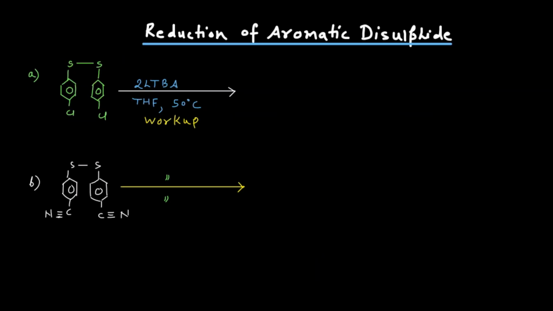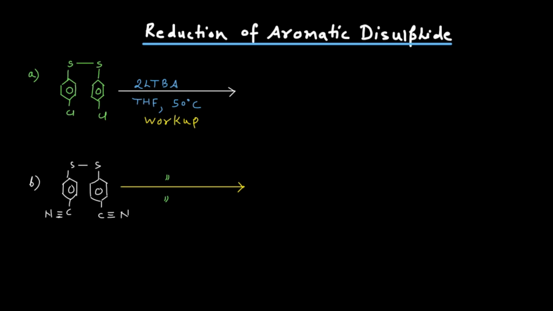Now this is my last application of this LTBA, and this application is the reduction of the aromatic disulfides. So these are the aromatic disulfides, they can be very easily reduced. The condition is what? You can take two equivalents of LTBA, tetrahydrofuran would be the solvent, and 50 degrees centigrade would be the temperature. A little bit higher temperature is there, 50 degrees centigrade, and protic workup will also be required, because without protic workup you cannot form your compound.